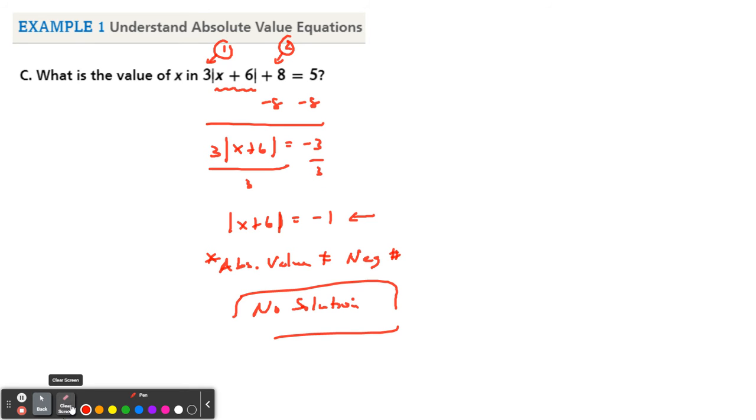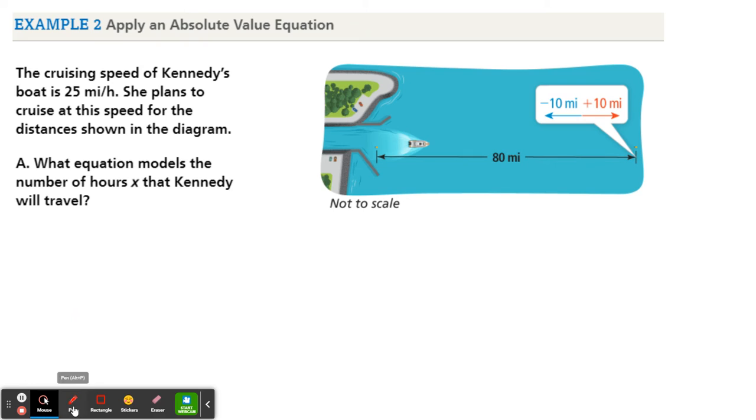All right, next. Okay, it says apply an absolute value equation. The cruising speed of Kennedy's boat is 25 miles per hour. She plans to cruise at this speed for the distances shown in the diagram. Part A, what equation models the number of hours x that Kennedy will travel?